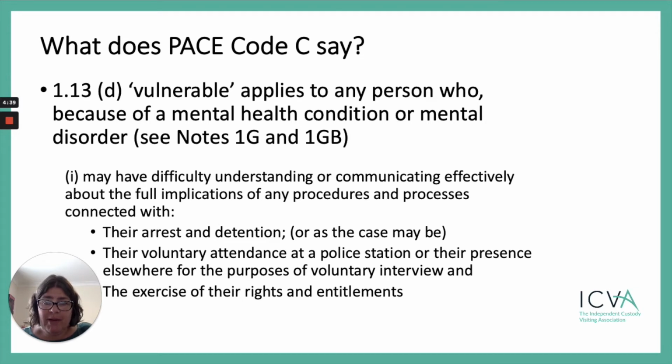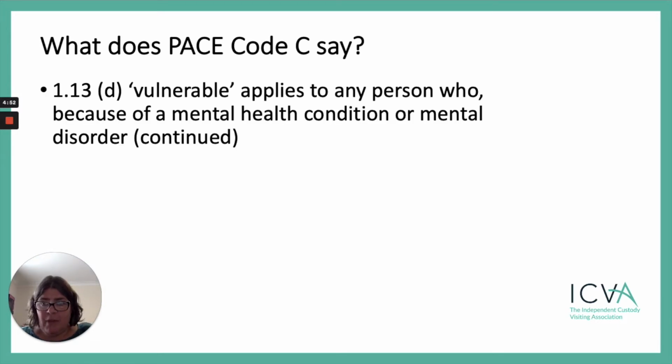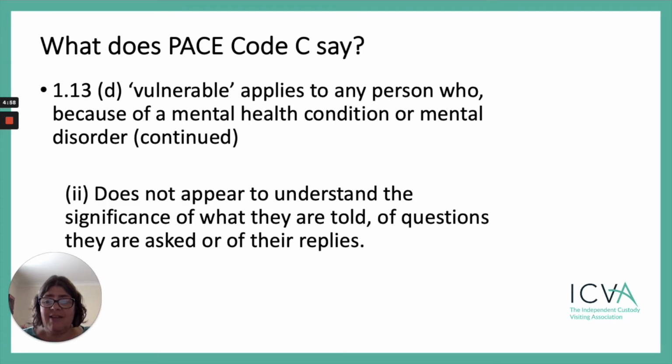So, vulnerable applies then to arrest, detention, voluntary attendance, and people who may have difficulty understanding their rights and entitlements. Who else does it apply to, or how else does it apply? Well, this term, again, from 1.13, applies to those who do not appear to understand the significance of what they're told, of questions they're asked, or of their replies. So if you have a detainee in custody who doesn't really understand perhaps the gravity, if they've been arrested on a serious crime, or they're not quite grasping the questions they're being asked or why they're being asked, or the seriousness of their current situation, then that fits into this definition of vulnerability.